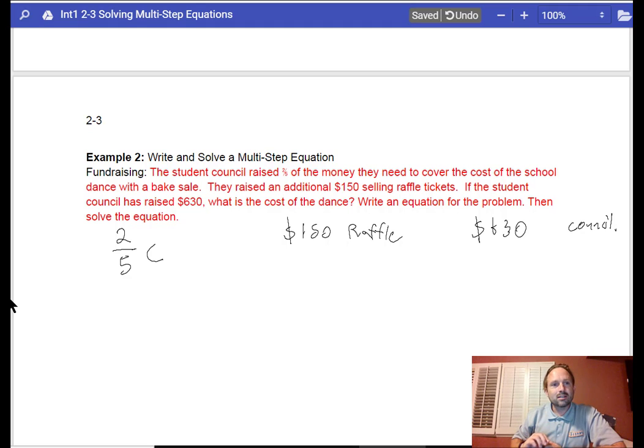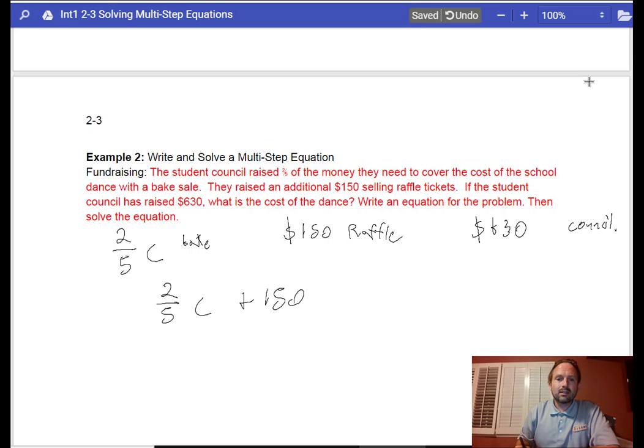All right, well, let's pause this for a second. I want you to think about what the equation could be. Let's wait. All right, so remember they raised 2/5 of the cost for the bake sale. So let's put bake, 150 for the raffle, and they raised a total of 630. So that's going to be pretty much 2/5 C plus 150 is equal to 630. So once again, what we're going to do is we are going to solve this.